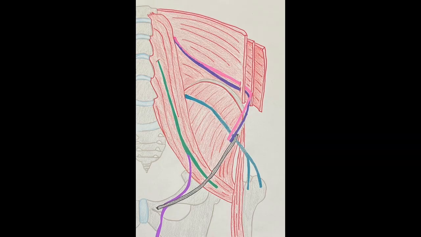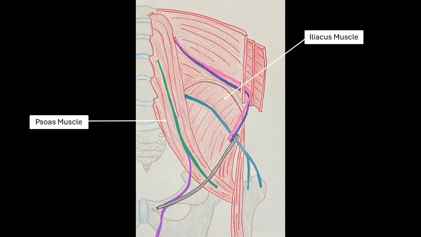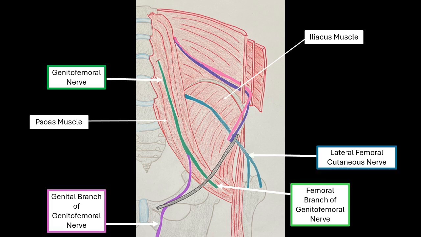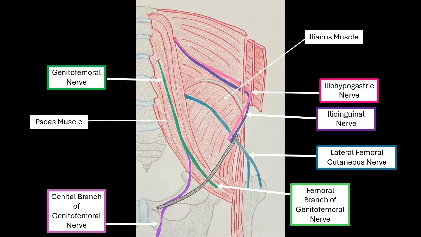Now here's another drawing that demonstrates more nerves in the abdomen and pelvis that we will be dissecting. First, we can identify the psoas muscle and the iliacus muscle. Working medially to laterally, we will identify the genitofemoral nerve coursing along the psoas muscle and has two branches, the genital and the femoral branches. We will then identify the lateral femoral cutaneous nerve along the iliacus muscle. The most lateral nerves we can appreciate here are the ilioinguinal and the iliohypogastric nerves. Now let's move on to the dissection of these nerves.